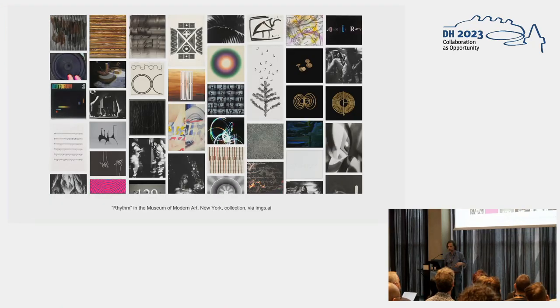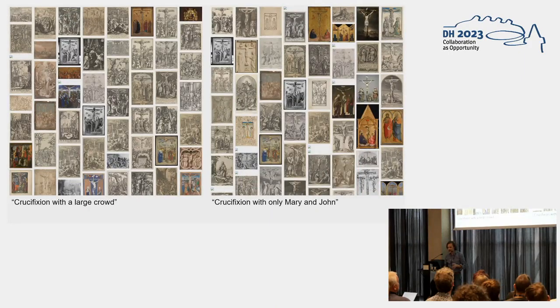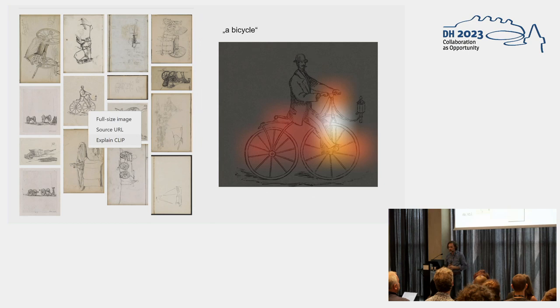For example, here we search for rhythm, and we get things which may really have to do with rhythm. And we can do funny things, which is good perhaps for museums, where people don't want to ask in art historical terminology, but just want to know what are pictures of a happy family. And CLIP can count a bit. You can say crucifixion with a large crowd, and you get many people. And it can also somehow identify Mary and John and show you only crucifixions with these two people, or perhaps three.